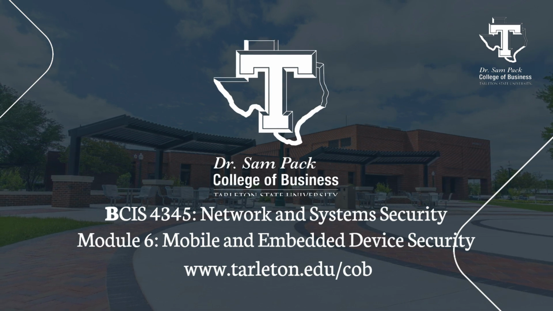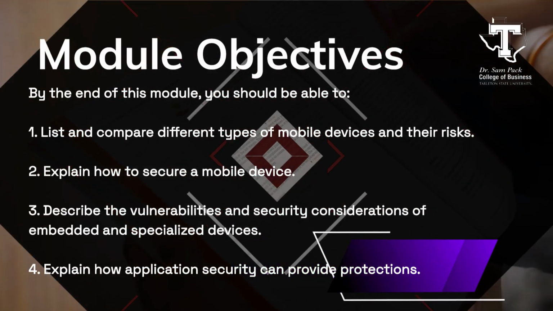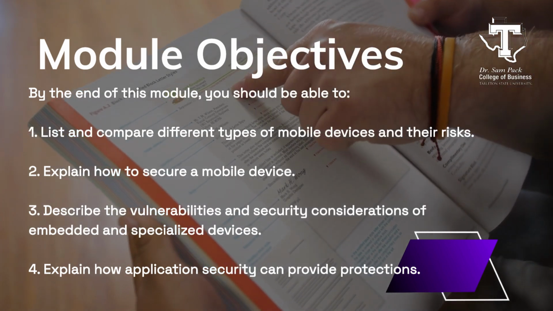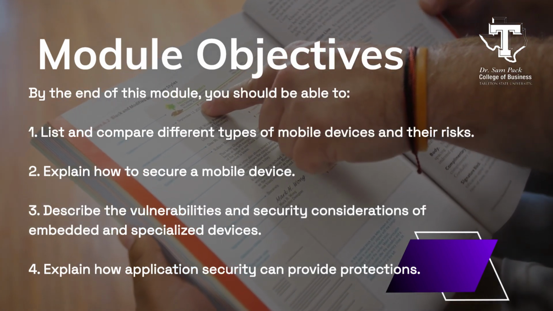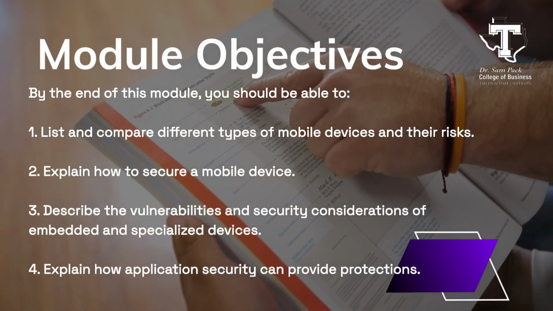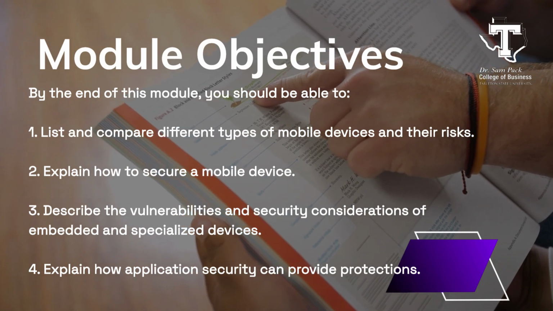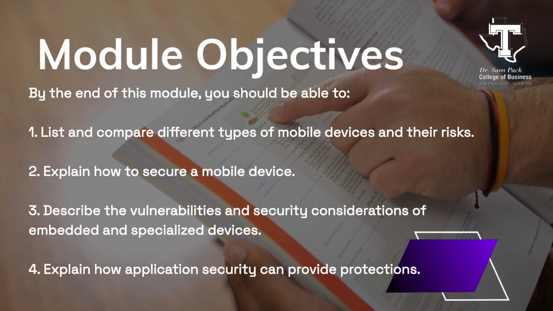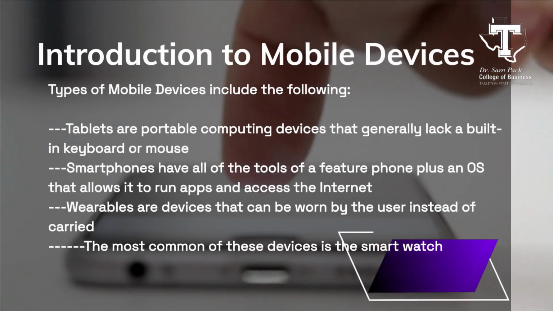Let's get started. So, what will we cover today? By the end of this module, you should be able to list and compare different types of mobile devices and their risks. Explain how to secure a mobile device. Describe the vulnerabilities and security considerations of embedded and specialized devices. Explain how application security can provide protections.